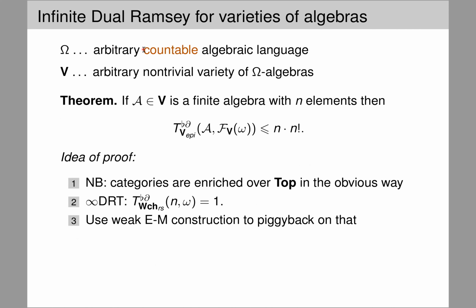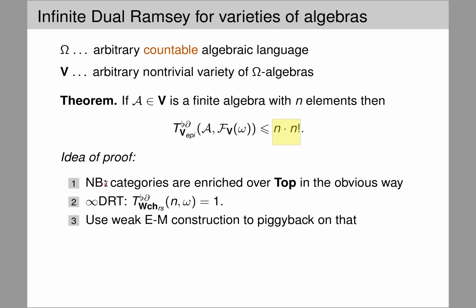Now, if omega is a countable algebraic language and V is a non-trivial variety of omega algebras, then we can prove that every finite algebra in V has the finite dual big Ramsey degree with respect to Borel colorings in the free algebra on omega generators. And actually, we can estimate the size of this big Ramsey degree.